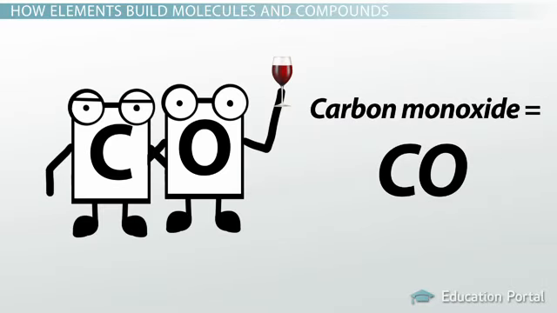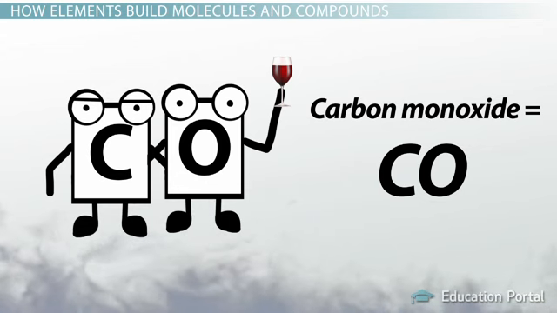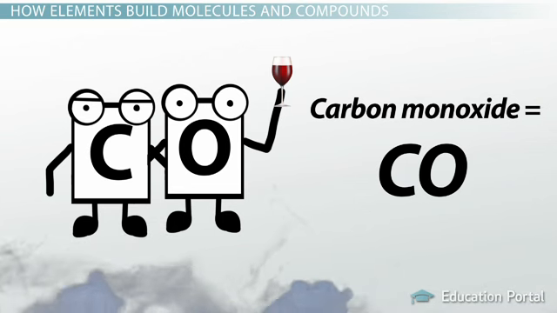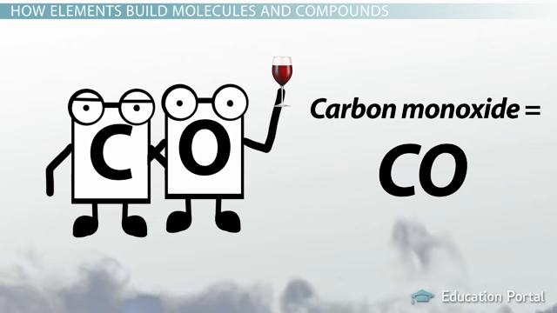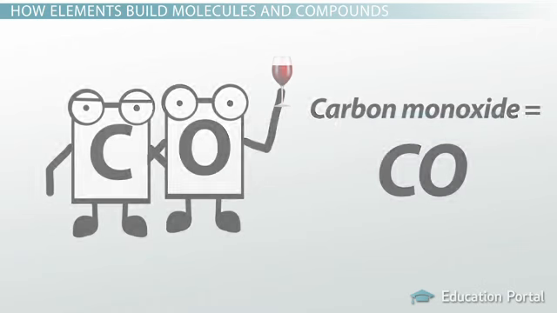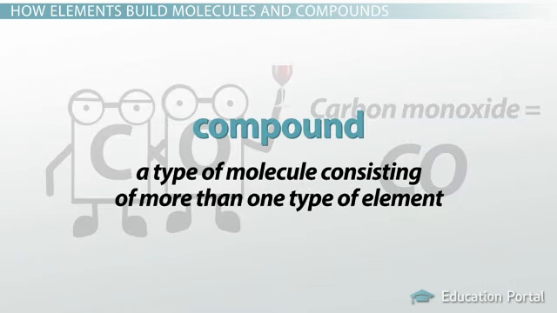On the other hand, carbon monoxide, which is a poisonous gas emitted from the tailpipe of your car, is comprised of two different elements, carbon and oxygen. Since carbon monoxide consists of more than one type of element, it is considered a compound. A compound is a type of molecule consisting of more than one type of element.